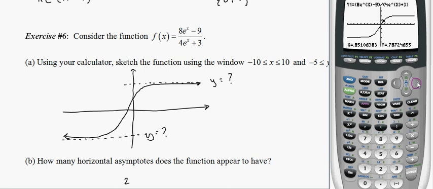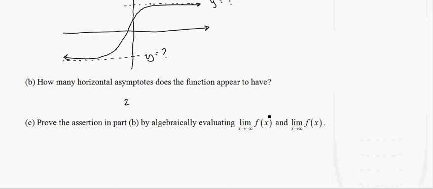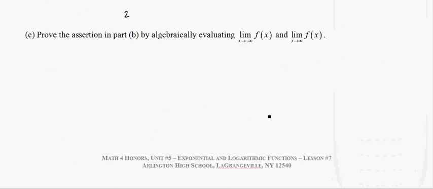Let's trace. What does it appear that our y values are headed towards? Looks like maybe y equals 2 in one direction. And that's kind of weird, it looks like maybe negative 3 in the other direction. Alright, let's take a look. How do we get these two limits?